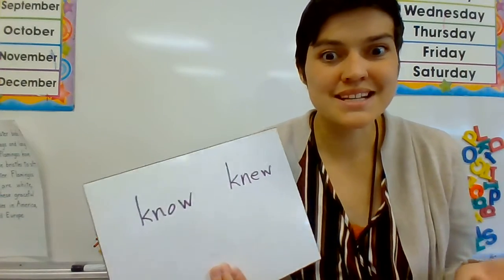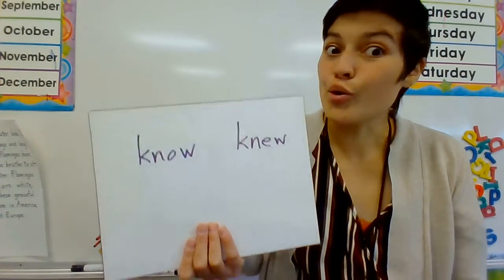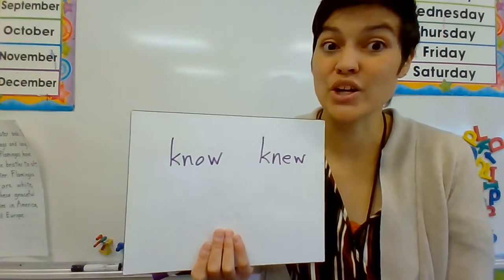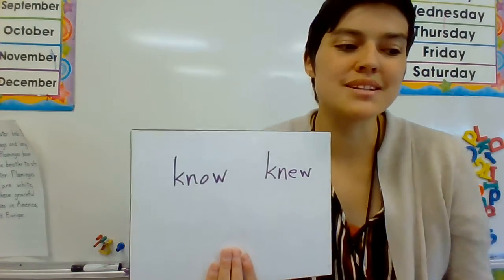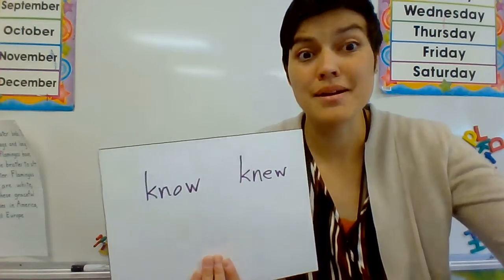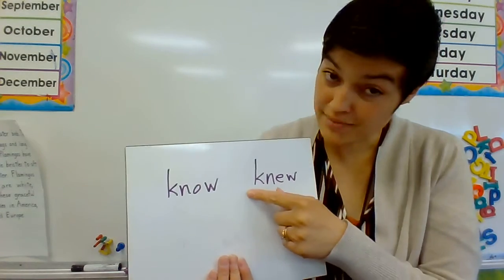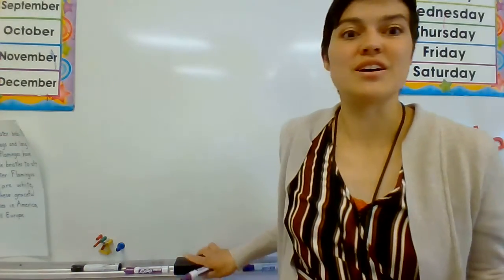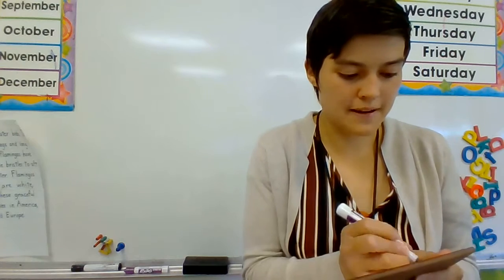Now listen to this sentence and try to find out which of these versions of the word know fits. Tommy blank, he wanted to be an artist. So let's try our first verb. Tommy know he wanted to be an artist. No. This is talking about something that has happened in the past, so we need to use the past tense verb. Tommy knew he wanted to be an artist. Very good.